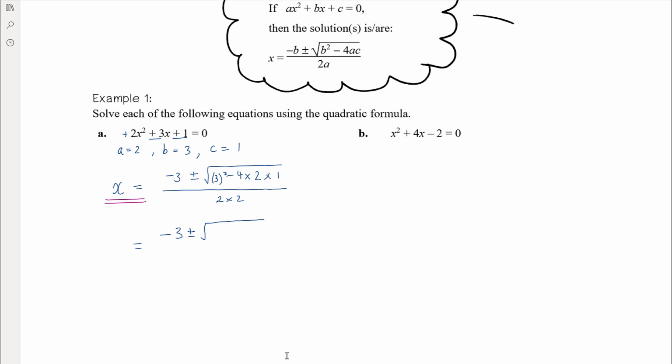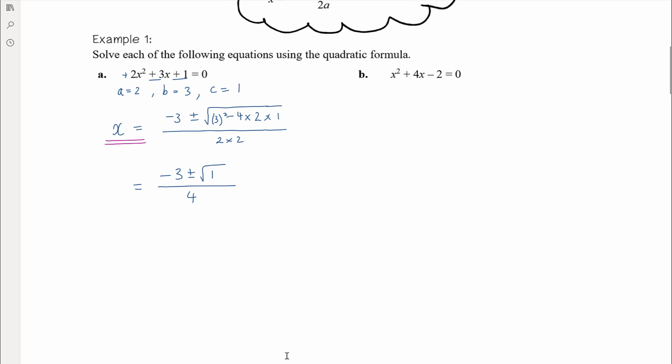Let's simplify what's under the square root. So we're going to have 9 minus 8 there, because 4 times 2 times 1 is 8. So that's going to be 1. And then we've got all that over 2 times 2, which is 4. Okay, square root of 1, 1's a square number. Square root of 1 is 1. So this is negative 3 plus or minus 1 over 4.